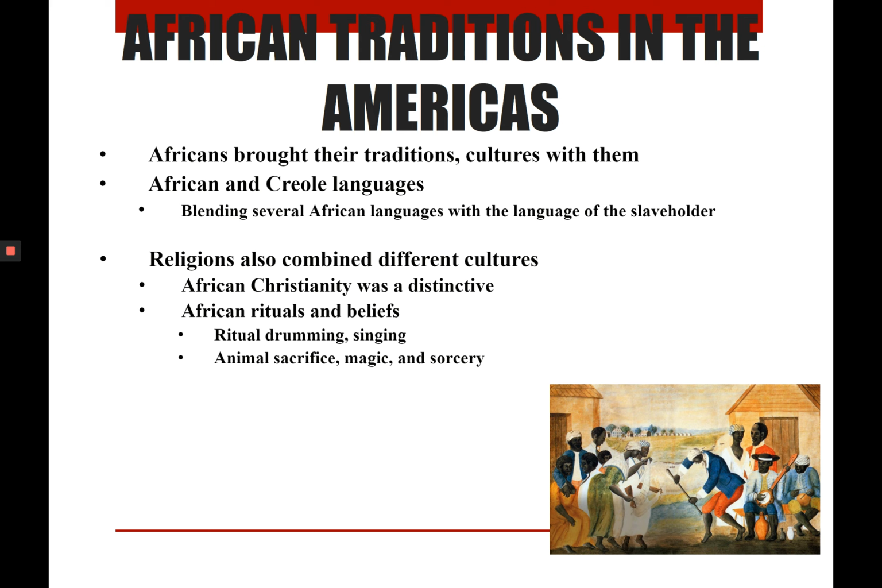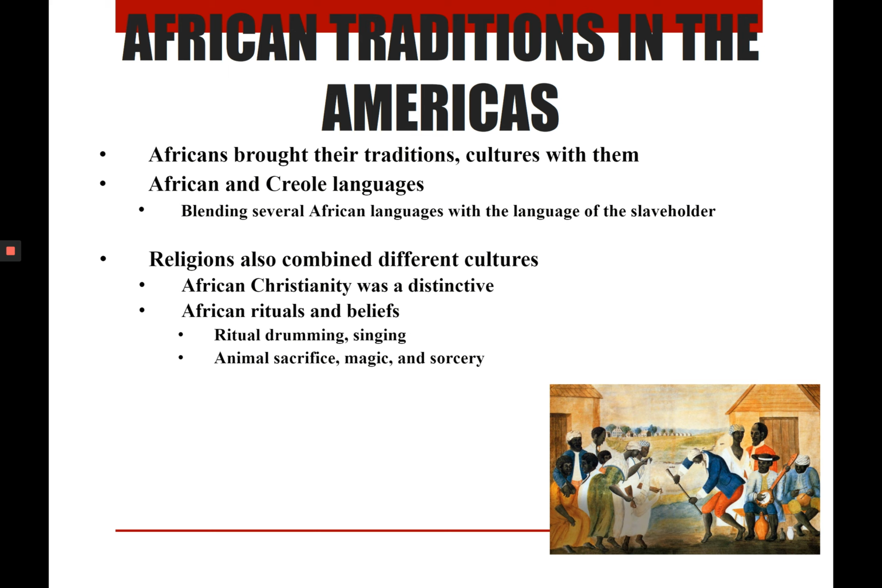And so they brought those beliefs with them and incorporated it into their religious practices here in the Americas. For example, in African religion, there was a lot more singing and dancing and drumming, and they even created some syncretic religions where they brought their traditional African beliefs with them over here. And that's going to lead to things like voodoo in Haiti or Santeria in Cuba.